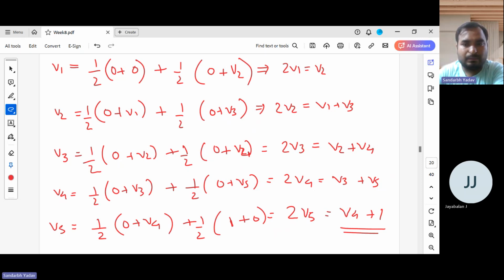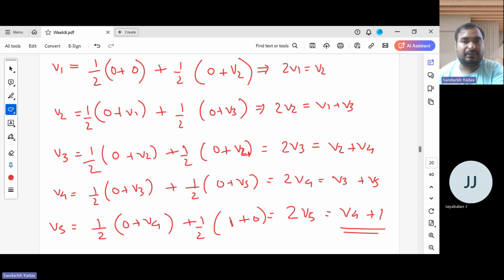So maybe if you want to solve it in parallel, you can also try to solve them. So these are the 5 equations for us. What I'll do first is sum all 5 equations.